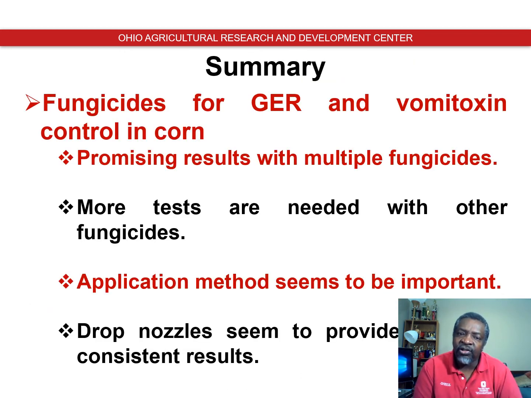So in summary, fungicides for Gibberella ear rot and vomitoxin control: we saw promising results with multiple fungicides, even though the efficacy tends to vary considerably. It depends on the fungicide and on the overall level of disease and toxin in the trials. More research is needed evaluating other fungicides. We want to revisit application technology in terms of how these fungicides are applied, high clearance versus drop nozzles. Drop nozzles seem to provide the best results, but again, more research is needed to say more conclusively how effective fungicides are against Gibberella ear rot and vomitoxin in corn.